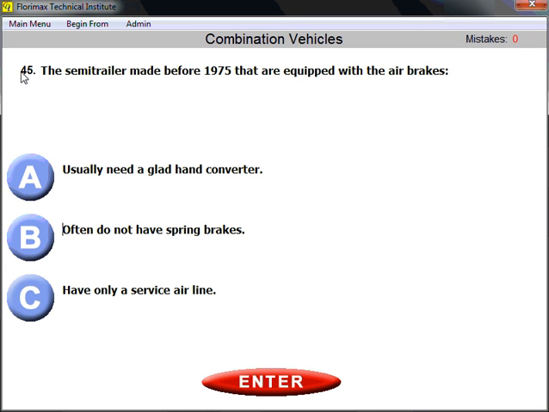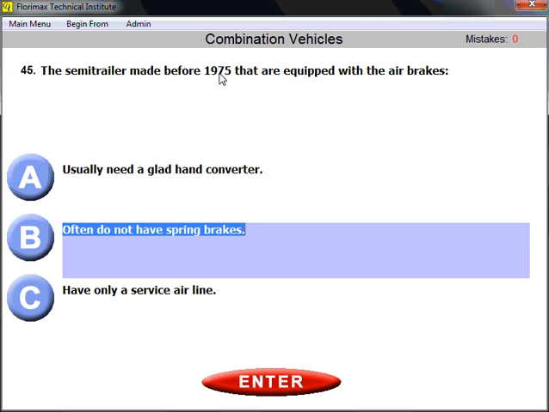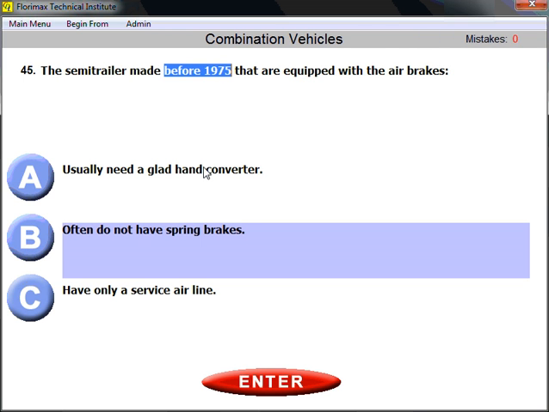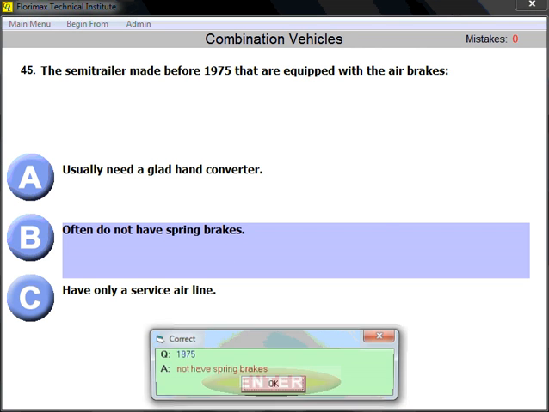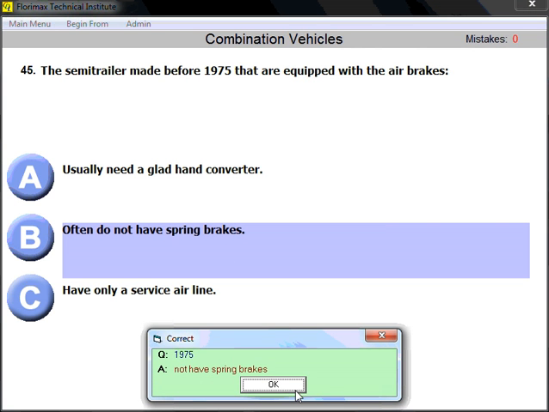Again, a direct question, number 45. Semi-trailers made before 1975, all trailers that are equipped with air brakes, often do not have spring brakes. Whenever you read all trailers, or trailers made before 1975, find spring brakes, and that will be the right choice. It is an indicator of the right answer.